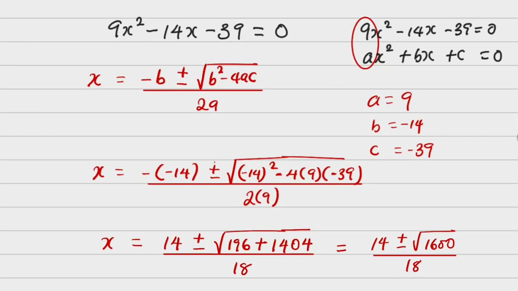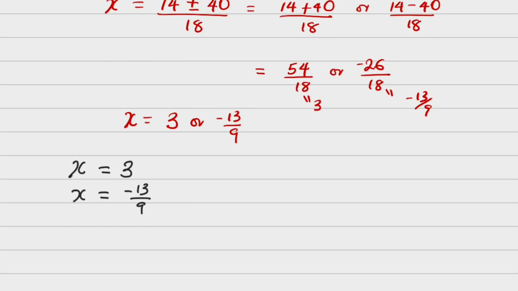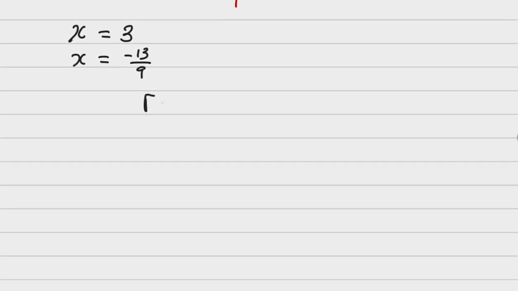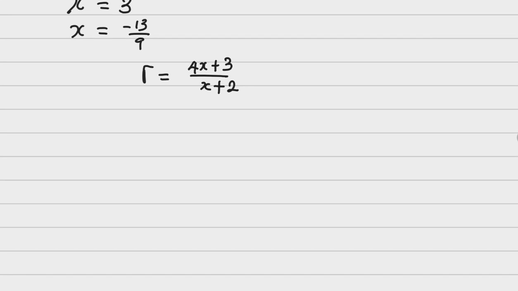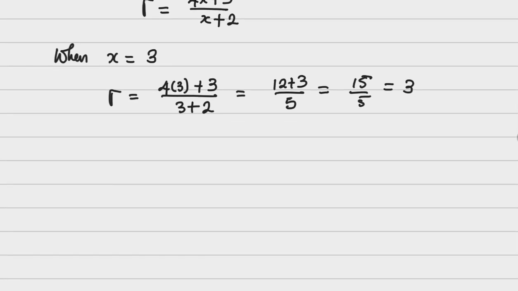Remember, we've written this; look at it. This is the common ratio, 4x plus 3 all over x plus 2. So we can use that because the question asks us to find the common ratio. Now we can come down, when x is equal to 3, then my common ratio will be 4 into 3, then plus 3, all over 3 plus 2. So I'm going to have 12 plus 3 all over 5, and my answer is 15 over 5, then the answer is 3. So actually my common ratio is 3.